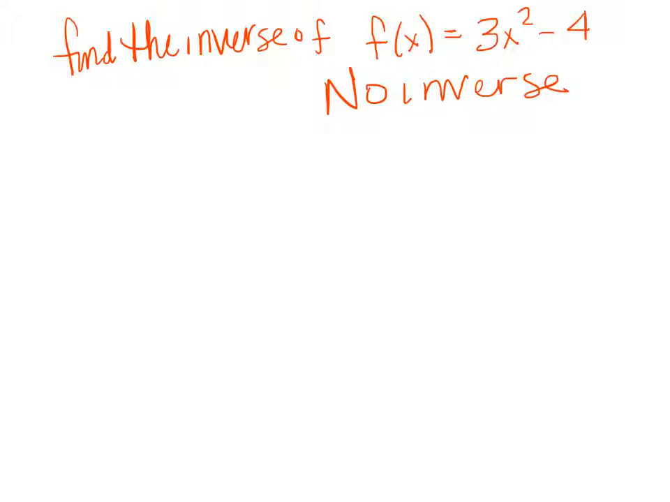You're done. But okay, fine. Let's fix it up so we can find an inverse, okay? So that was sort of a mean trick, but that can happen, okay? So be careful about that. Make sure it's one-to-one first. This time I'm going to say find the inverse of f of x is equal to 3x squared minus 4 when, okay, and what I have to do is restrict the domain. I can say x has to be greater than or equal to 0.